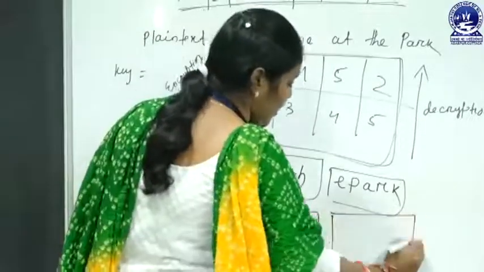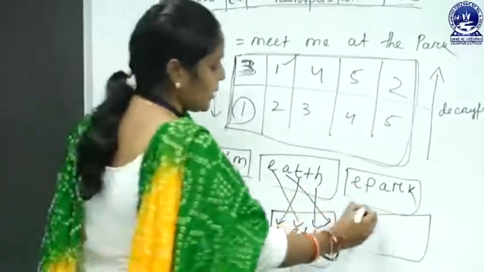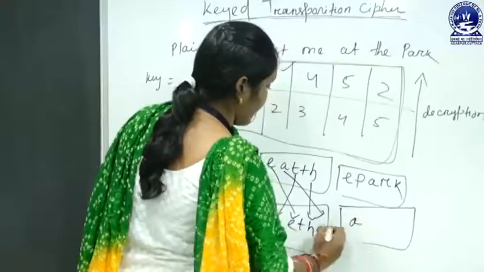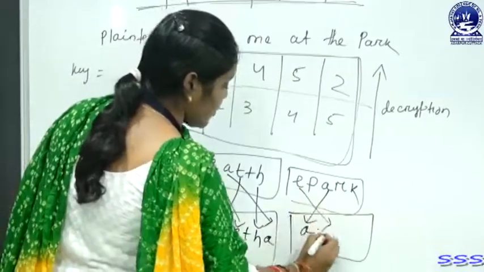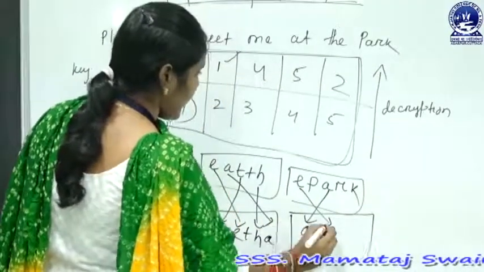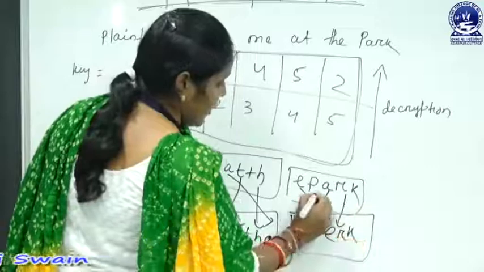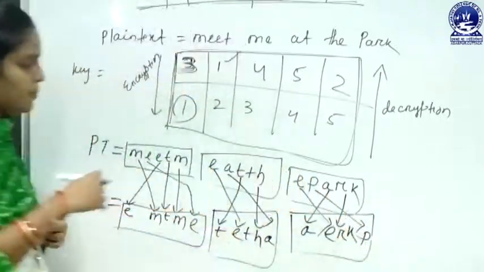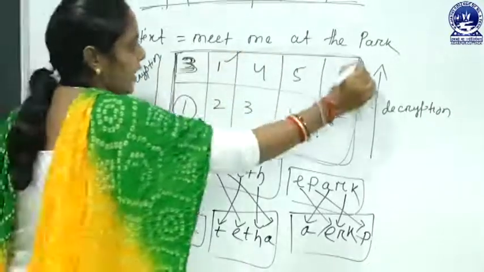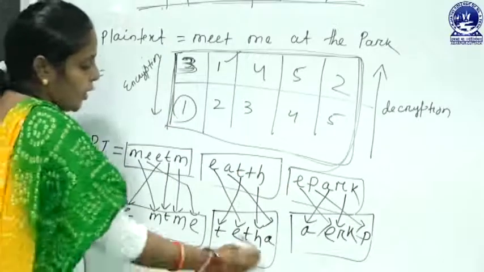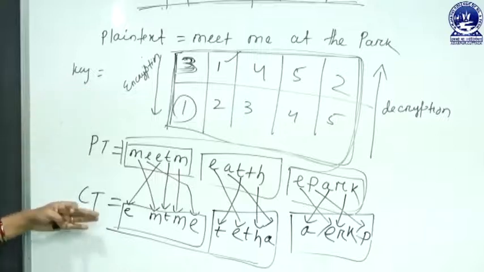Similarly, you can convert this block to the ciphertext: the first character is A, then the second character of the ciphertext is E, then the third character is R, then the fourth character is K, and the fifth character is P. Now, by applying this key, this is our ciphertext for this plain text. This is the encryption process.